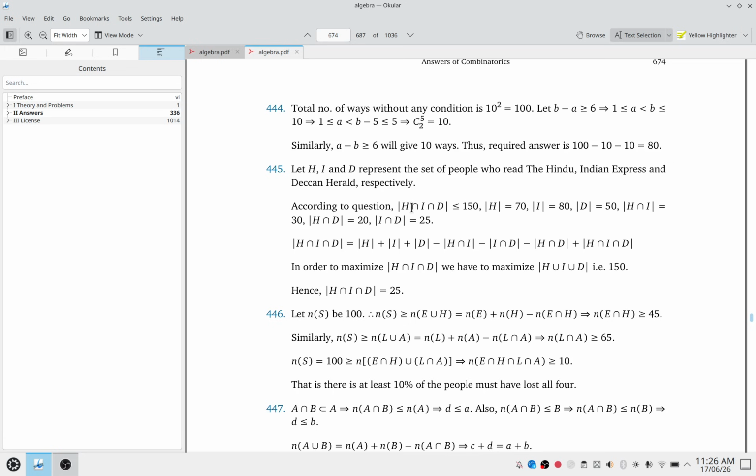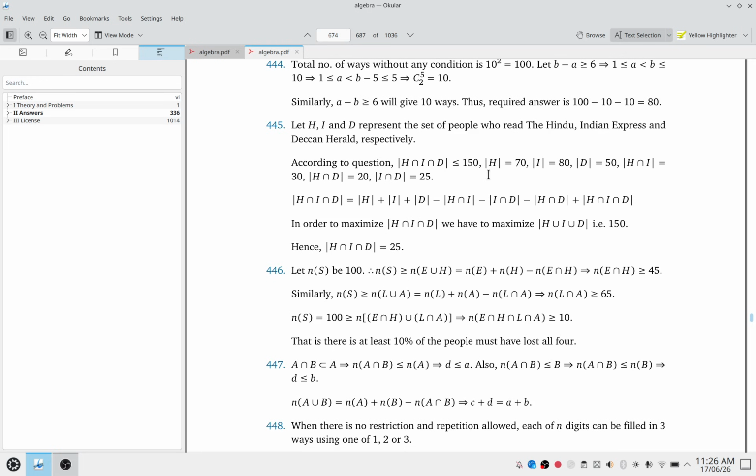So according to the question, the intersection of all the people reading all three newspapers is less than 150. Let H denote Hindu, I for Indian Express, and D for Deccan Herald. These are Indian newspapers. We are given that H is equal to 70, I is equal to 80, and D is equal to 50. That is the number of elements in the set. Now the intersection of two of them is also given: 30, 20, and 25.